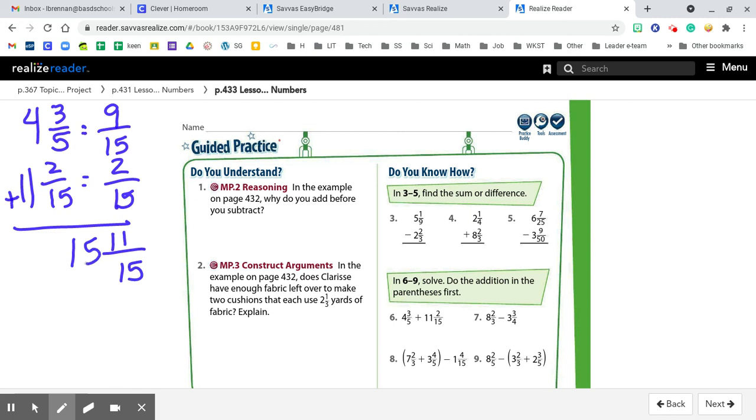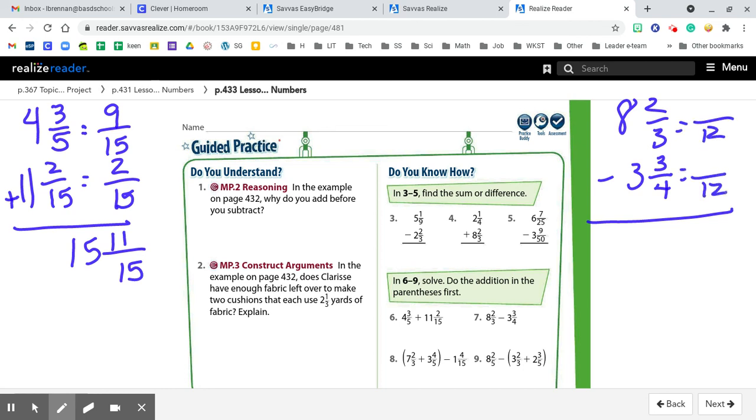For number 7, 8 and 2/3, minus 3 and 3/4. Common multiple of 3 and 4 is 12. 4 times 3 is 12, so 3 times 3 is 9. 3 times 4 is 12, so 2 times 4 is 8. I'm subtracting here. I can't take 9 away from 8, so I'm going to have to borrow. I'm going to borrow as 12ths.